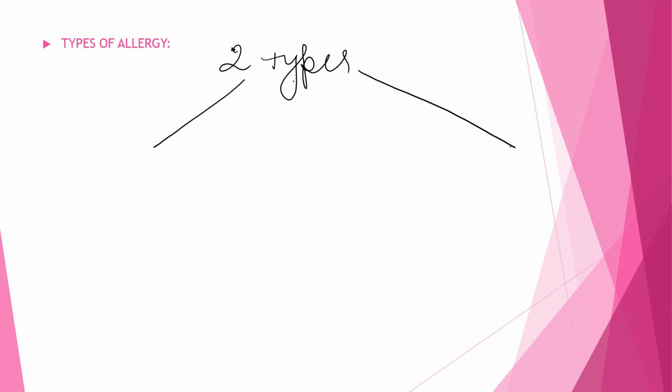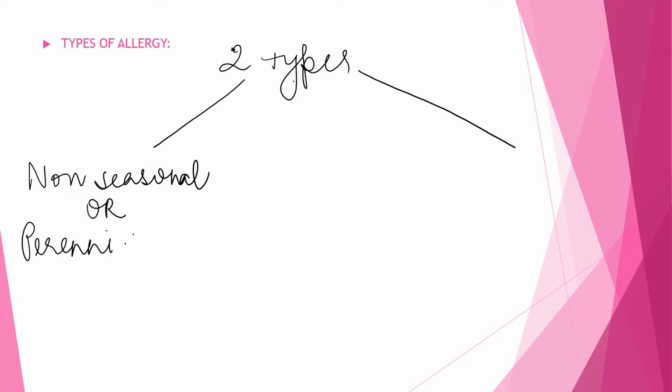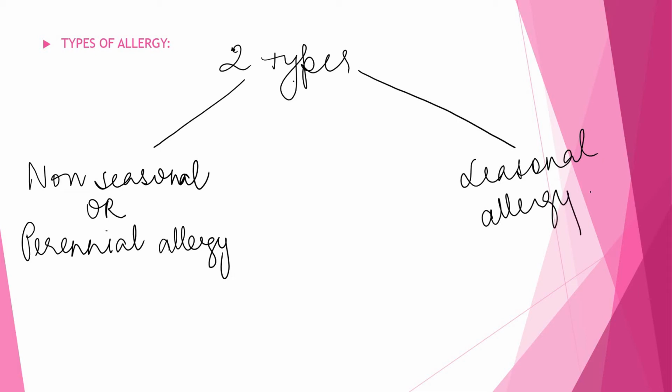Yes, so let's turn to page number 71. So we shall study about the types of allergy now. Okay, so there are two types of allergy. One is the non-seasonal or perennial allergy, and the other is the seasonal allergy. Very simple. These are very simple.